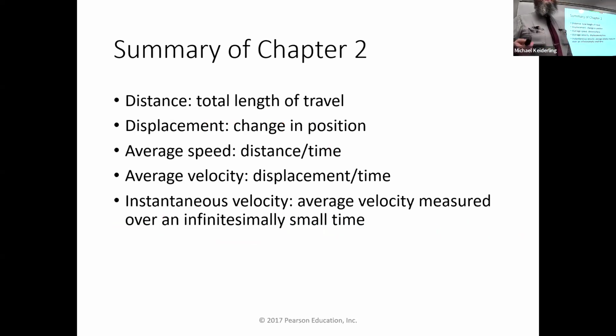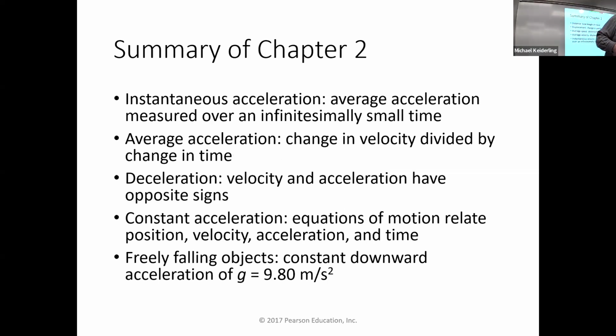So, chapter 2 is about kinematics. Distance is the total length of travel. Displacement is the change in position. Average speed is distance over time. Average velocity is displacement over time. Instantaneous velocity is the average velocity measured over an infinitesimally small time, or really just the time derivative of displacement.